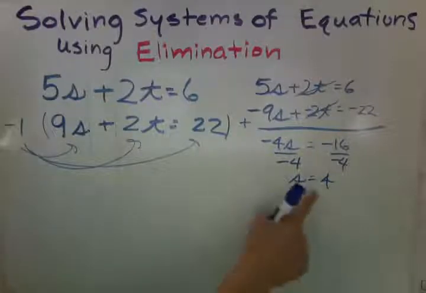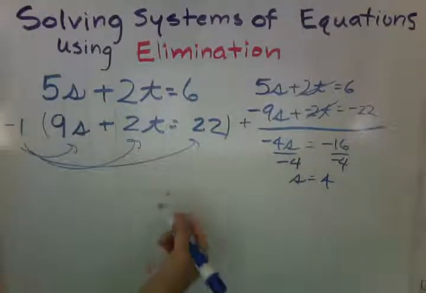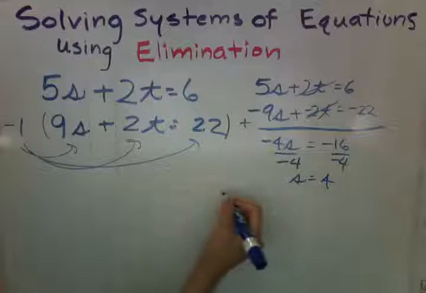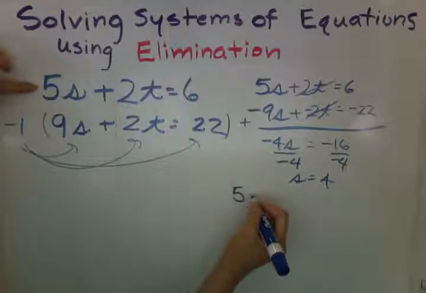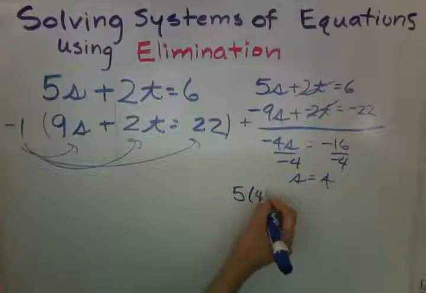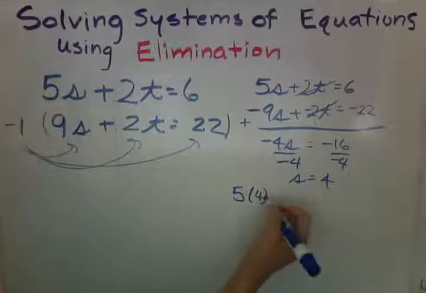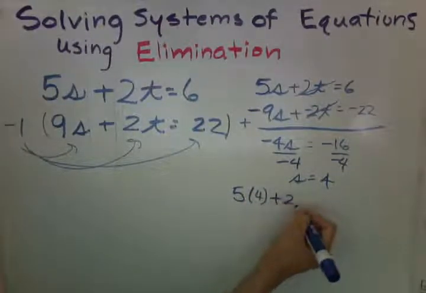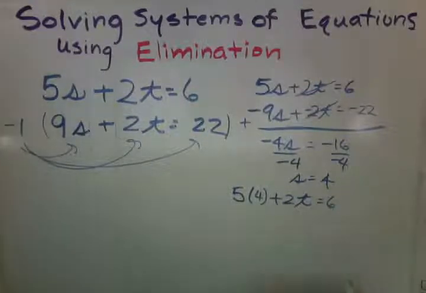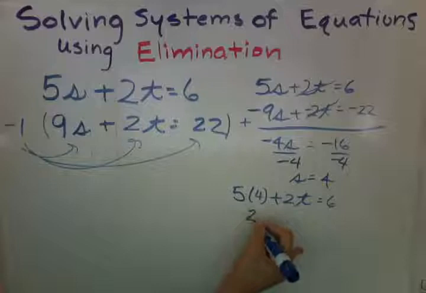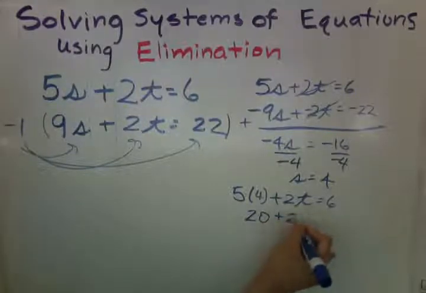Now that's only part of the answer. We also need to find what t is, so I'm going to just go ahead and substitute it into the first equation right here. 5 times 4, because s is now 4, plus 2t. Again, use cursive so it doesn't look like an addition sign. Now we're just going to solve for our t.